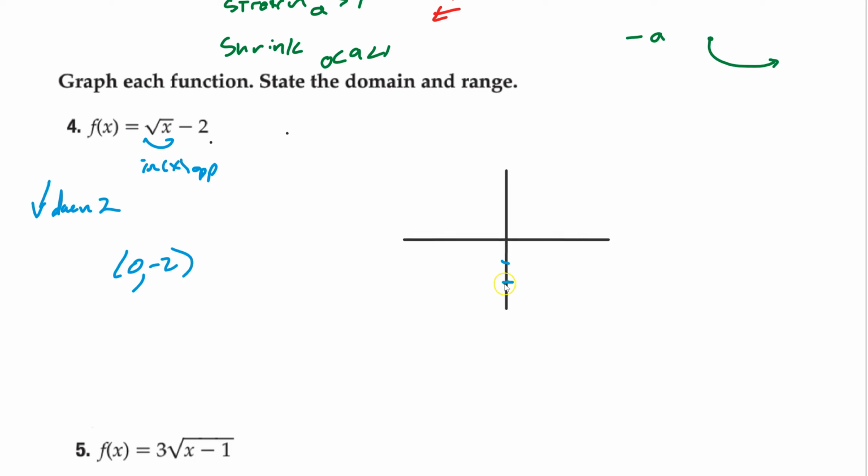So right here's where I'm starting. Again, we're just doing a sketch, so it's a square root function, so it's going to look like this. Not very good. There we go. Something like that. So that's my square root graph.